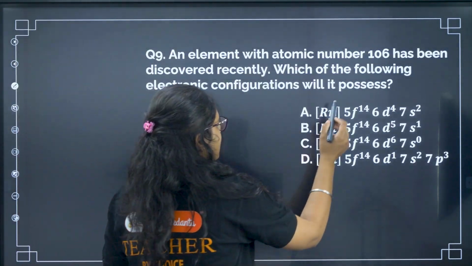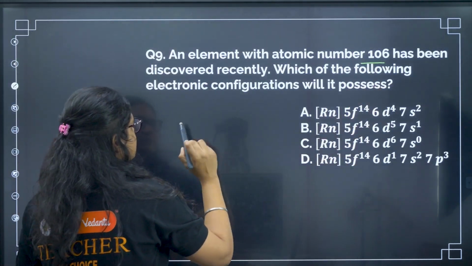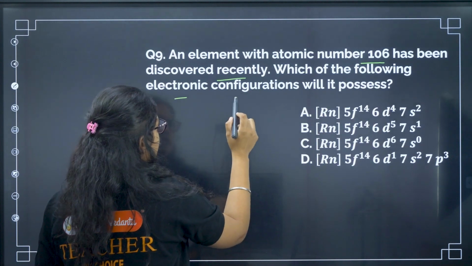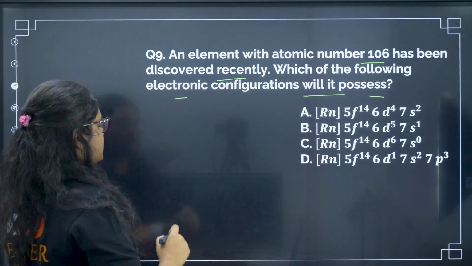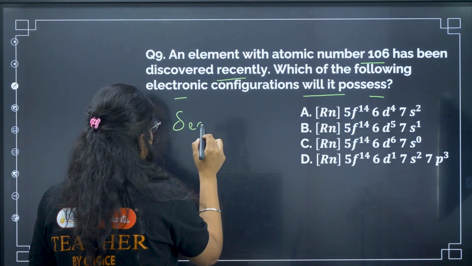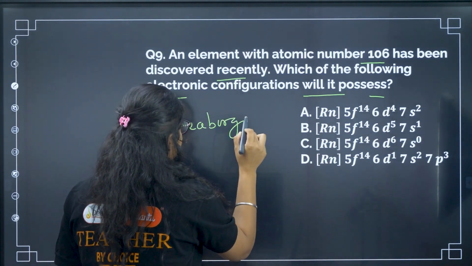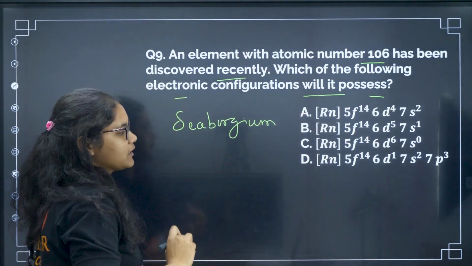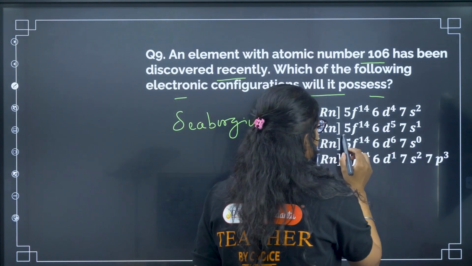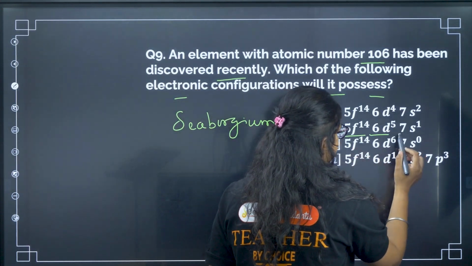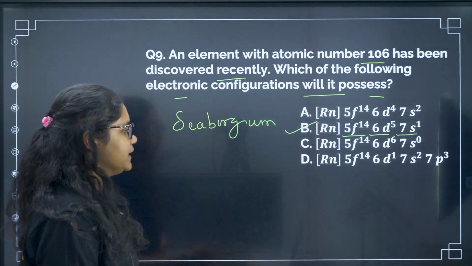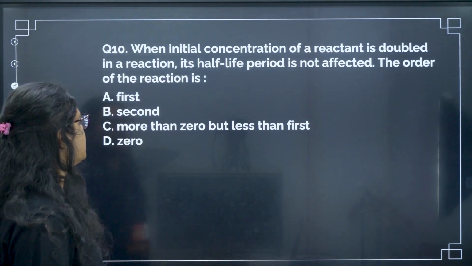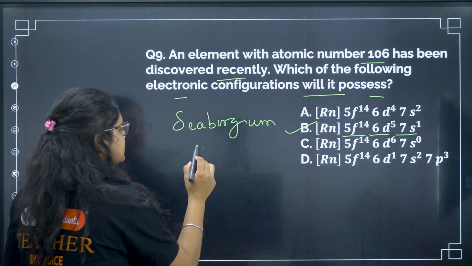Next, an element with atomic number 106 has been discovered recently. Which one of the following is the electronic configuration that it possesses? So this one you should know. This is seaborgium, one element is there. Okay, it's 106. The configuration for this one is 5f14, 6d5 and 7s1. Okay, the correct answer for this question is option number B. Now next question. So this one is a synthetic element.